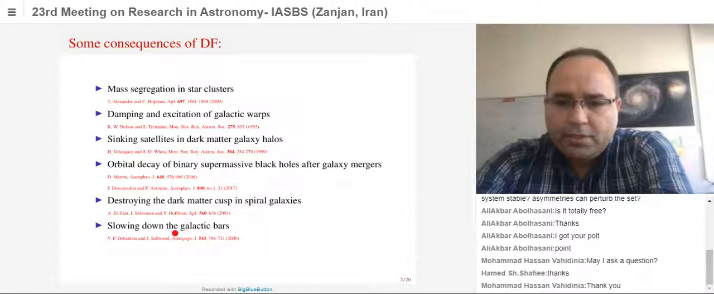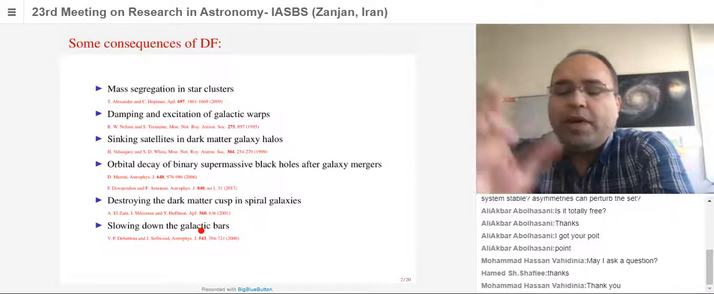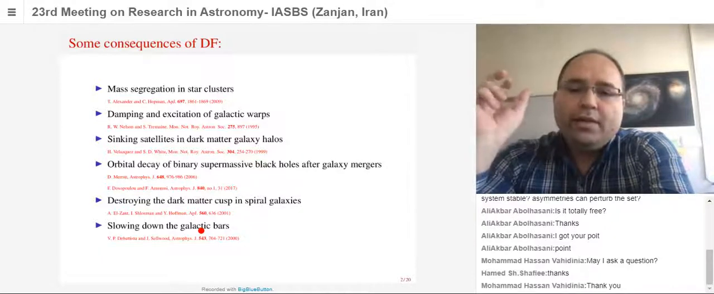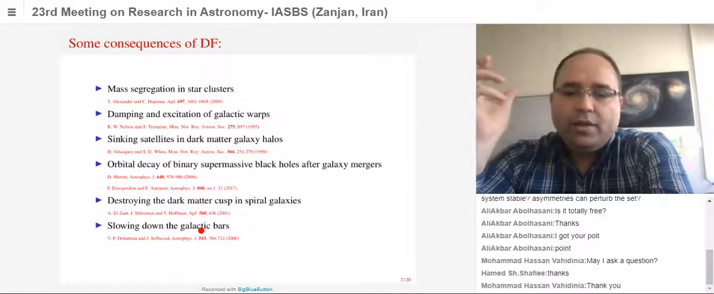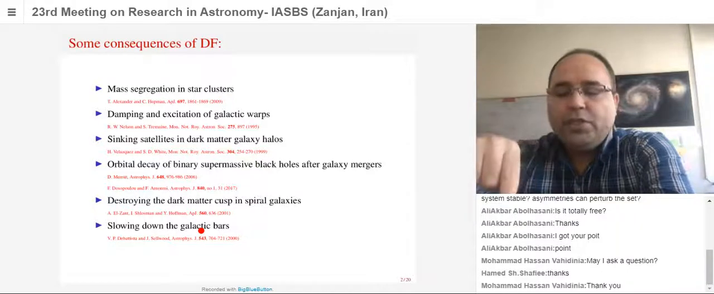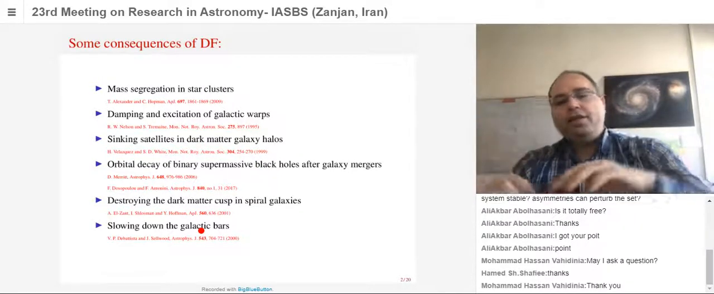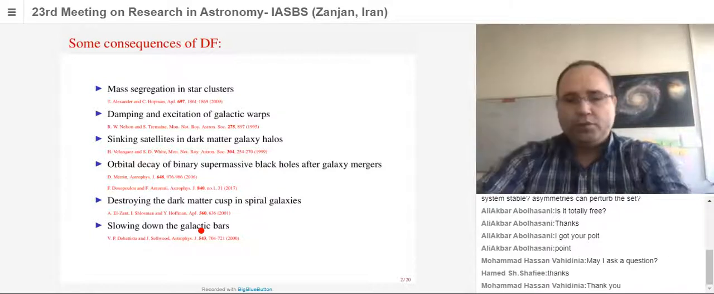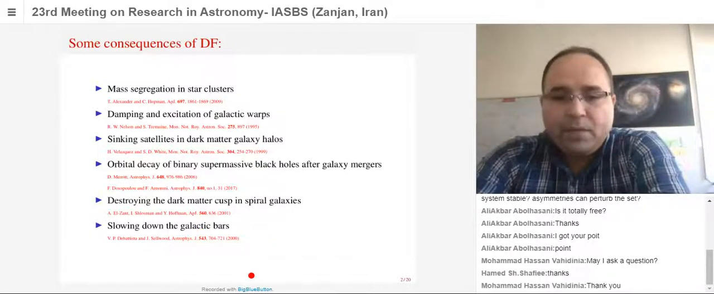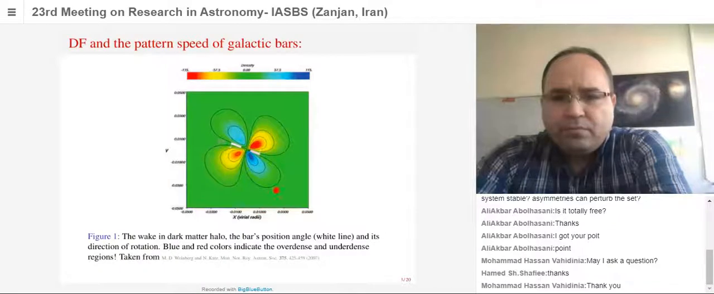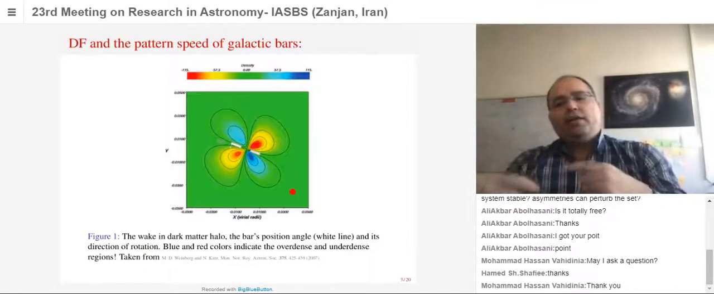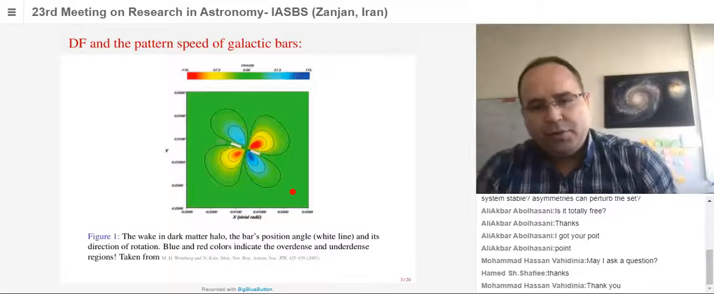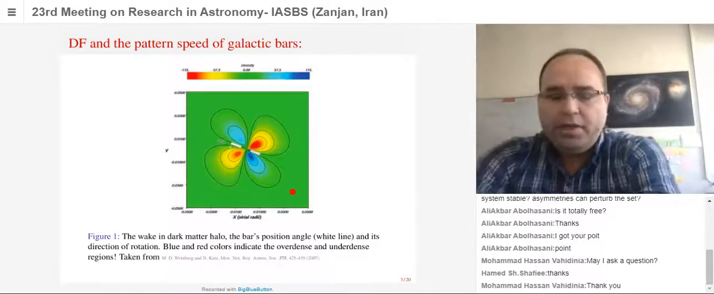The other consequence, which is interesting for us in this study, is the slowing down of galactic bars. Actually, when a stellar bar inside a galaxy rotates inside the halo, then there will be dynamical friction, and we should see that the speed of the bar decreases with time, in fact. Actually, understanding the bar-halo interaction is not simple, and one needs to use linear and nonlinear resonant dynamics.